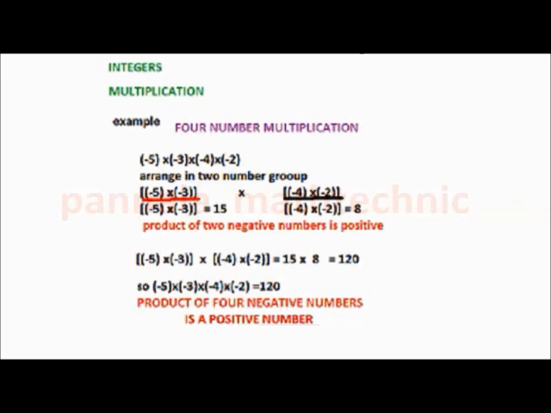Then we can write it as 15 multiplied by 8, that is equal to 120. That means a positive number multiplied with a positive number gives a positive number. So the product of four negative numbers is a positive number.